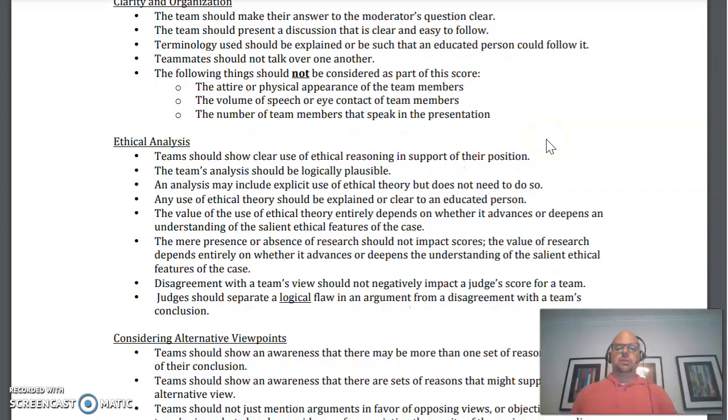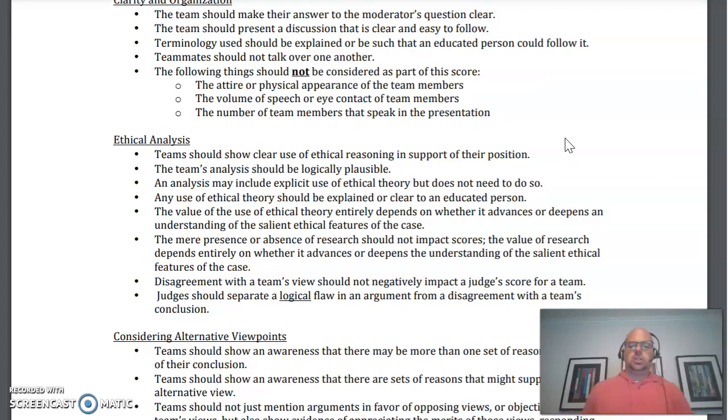Of course, some of this is also common sense. Teammates should not talk over one another. This will be a little trickier in a virtual environment. So judges should adjust their expectations a little bit for this year, given that it may be harder for teammates to know when each other are finished speaking than it would be in a normal year.